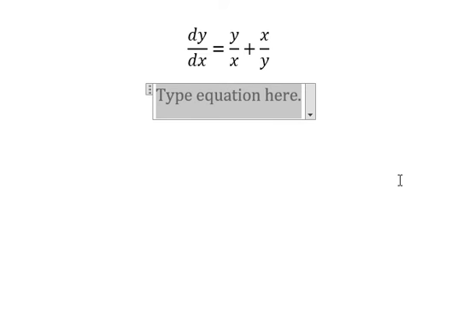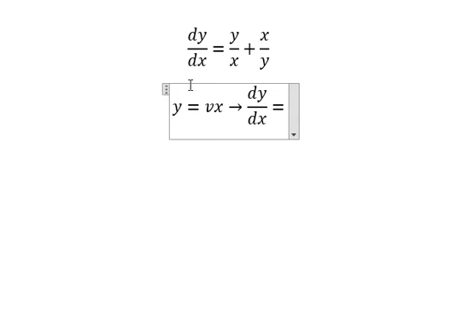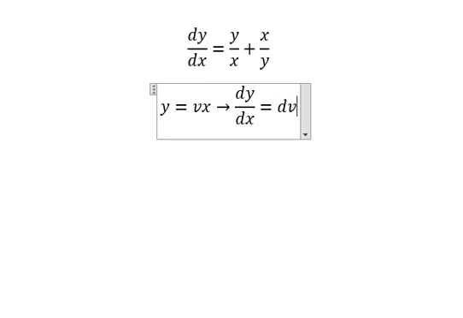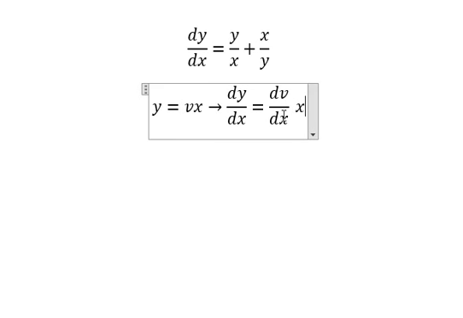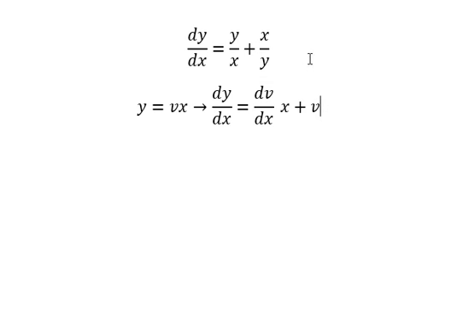So we need to put y equals vs. So if we do the first derivative for both sides, you get dy over dx. So we do the first derivative of v, you get dv over dx multiplied by s. Later, we do the first derivative of s, you get v.